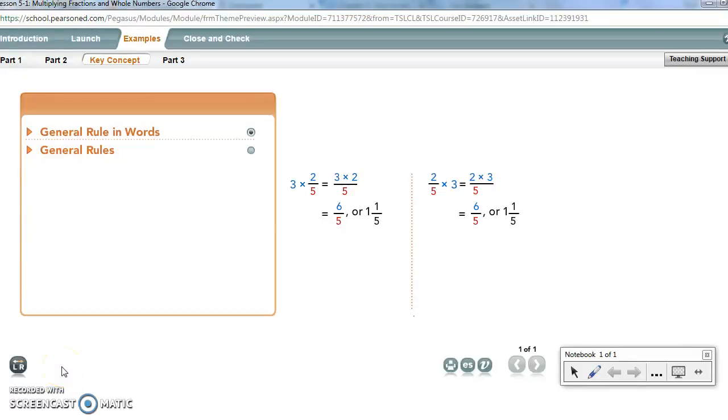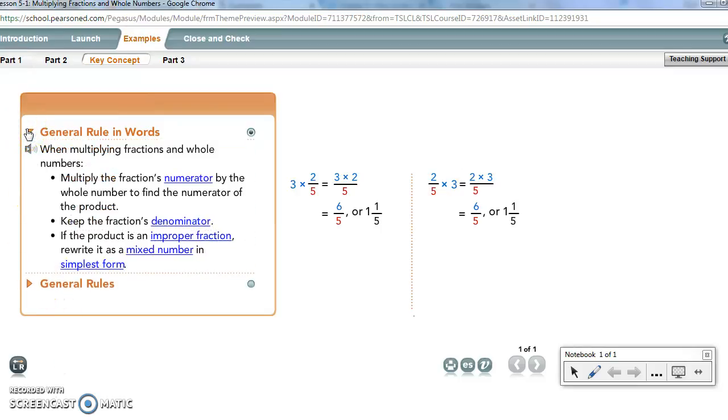So we are now on the key concept of 5-1, which is multiplying fractions and whole numbers. A key concept you need to know is the general rule in words. It says, when multiplying fractions and whole numbers, multiply the fraction's numerator, which means the top number, by the whole number to find the numerator of the product. Keep the fraction's denominator the same. If the product is an improper fraction, rewrite it as a mixed number in simplest form.